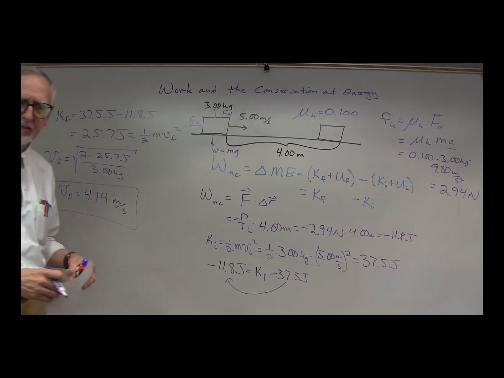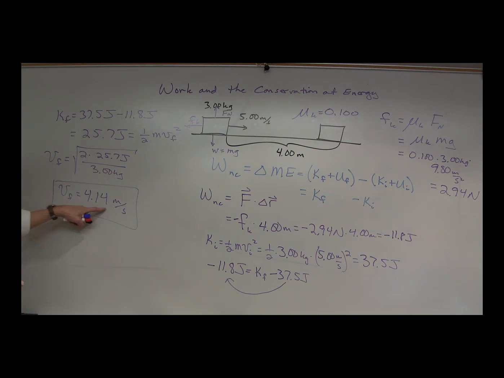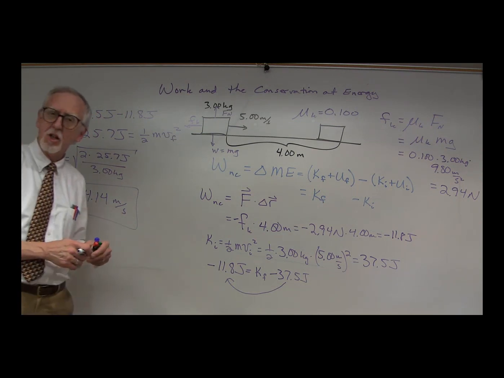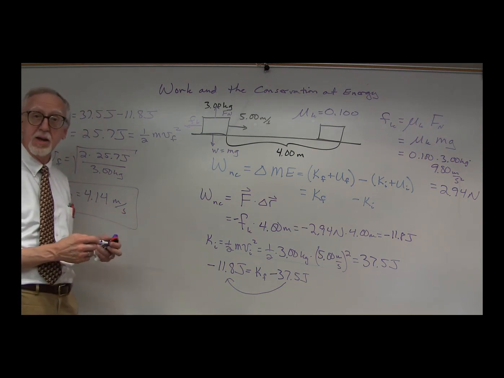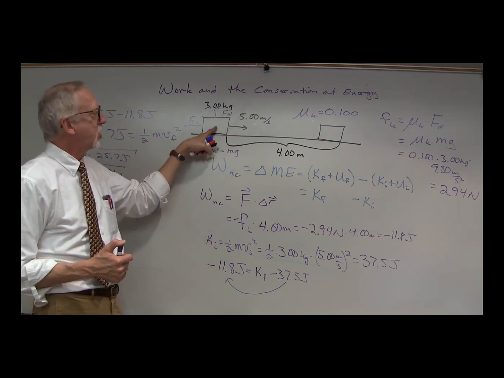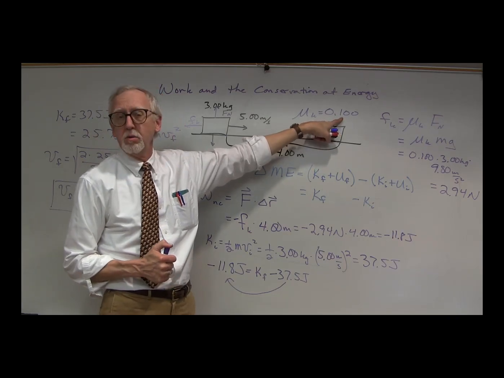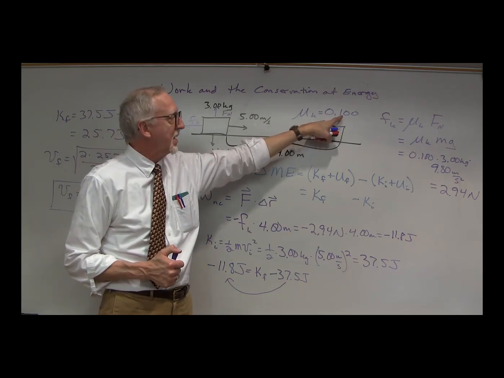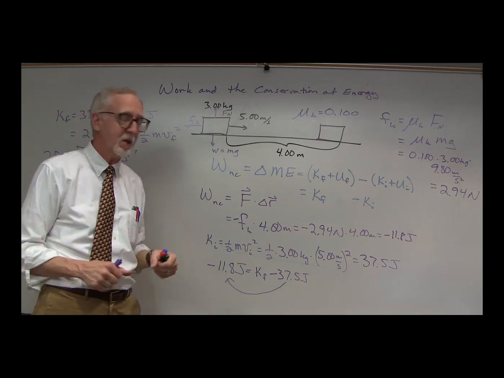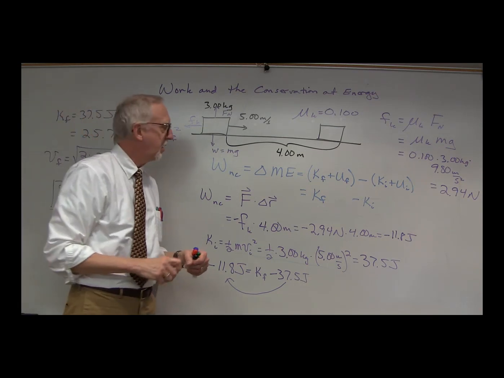So what is that telling us? The mass goes from 5 meters per second to 4.14 meters per second. Is it slowing down or speeding up? It's slowing down. Does that make sense? Yes, it makes sense. The friction is causing the mass to slow down. We've got a pretty low coefficient of kinetic friction, so it's not slowing down a whole lot, but it does slow down from 5 meters per second to 4.14 meters per second. All right, that makes sense.